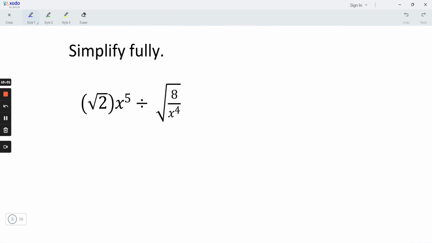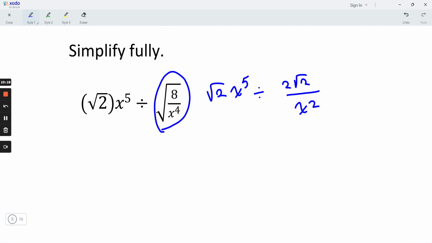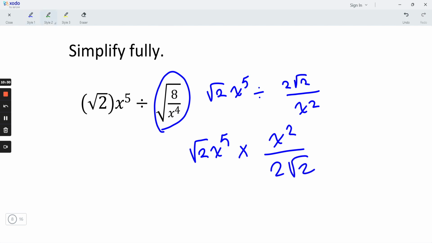So here we want to simplify. First of all, try to finish this. So here we have √(2x^5) divided by, this one here is nothing more than 2√2 over x^2. Now you can write it as √(2x^5) times x^2 over 2√2. This square root will be cancelled out with √2, and the leftover is half of x^7. So x^7 over 2.